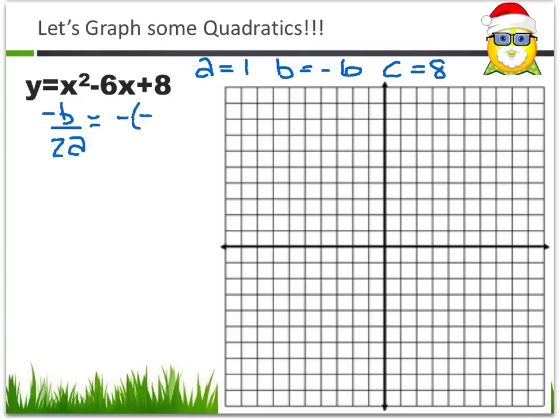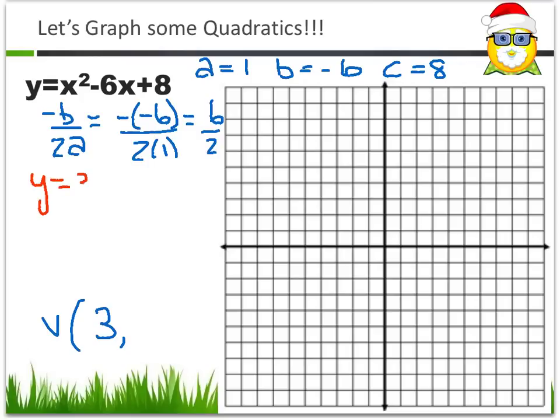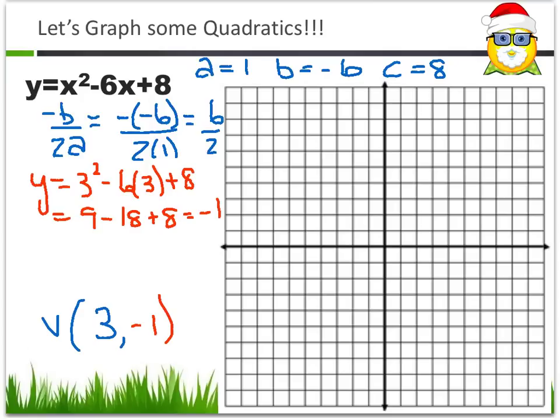Alright, so now to find the vertex, remember we do negative b over 2a. So that's negative negative 6 over 2 times a, which is 6 over 2. So the x-coordinate of my vertex is going to be 3. To find the y-coordinate, I go ahead and I plug in. So that's going to be 3 squared minus 6 times 3 plus 8. 9 minus 18 plus 8. So simplifying that, 9 minus 18 gives me negative 9. Negative 9 plus 8 gives me a negative 1.